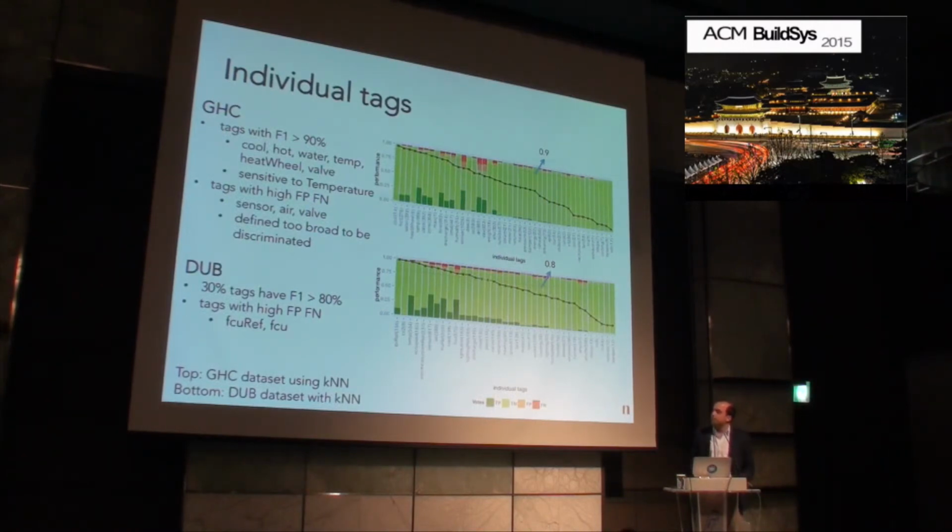Right? In DUB, we have 30% of the tags with more than 80% F1 score. And some of the tags that are not very good are things like FCU ref and FCU. And I'm showing the results there. You can see the 80% and the 90% that I talked about just as a reference. So okay, that seems a little bit promising.